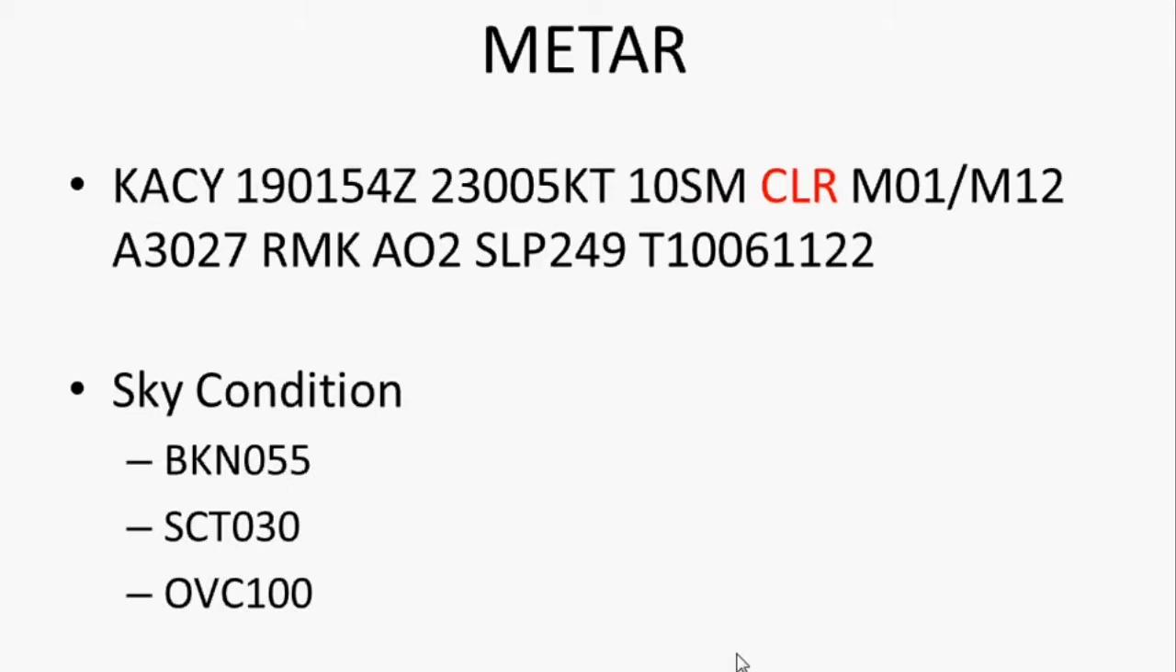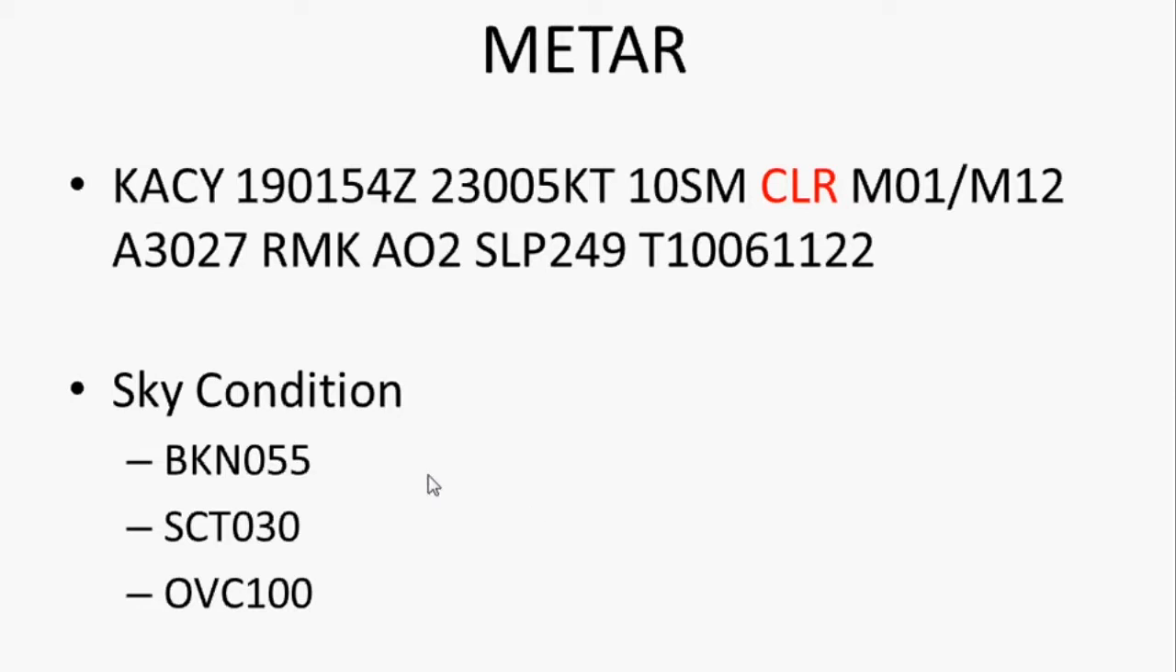Sky condition is the next block of information. In this example, we have clear sky, denoted by CLR, but the sky can have different conditions, and they're listed. Some examples are listed below here, and their formats are as follows. The first three letters are the type of cloud cover, and the next three digits are the height of that cloud cover in AGL in hundreds of feet.